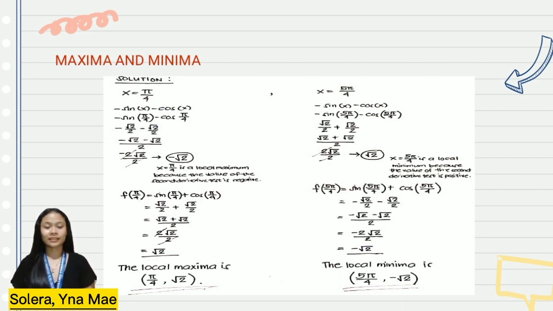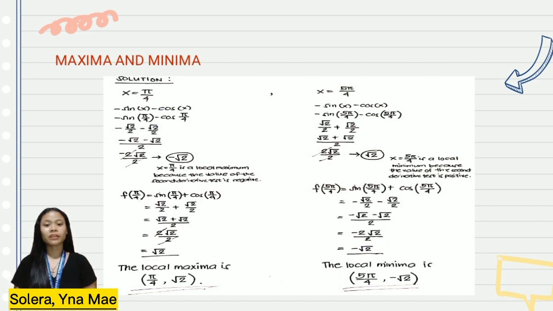Find the y value when x equals pi over 4. So sine pi over 4 plus cosine pi over 4 equals the square root of 2 over 2 plus the square root of 2 over 2, which equals 2 the square root of 2 over 2, which equals the square root of 2. So the local maximum is pi over 4 and the square root of 2.